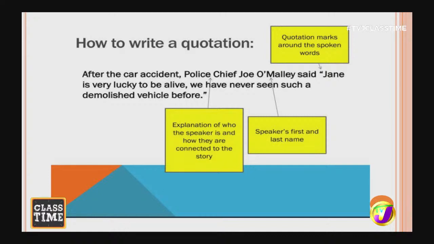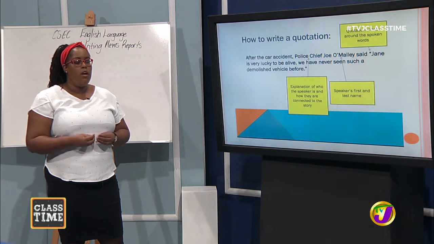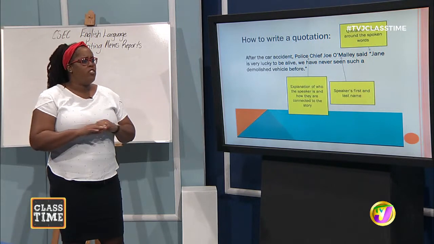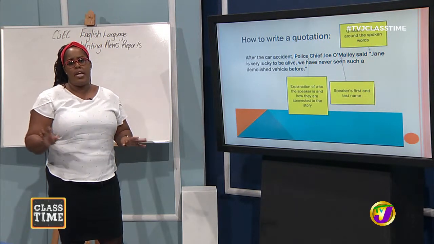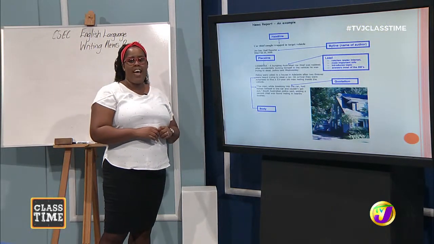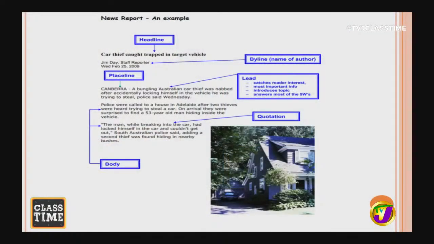Now, remember I said to you before that it is suggested that you include the speaker's first and last name. But then we have to take into consideration that some persons do not want their names to be mentioned. So you could either write, for example, Jane Doe or John Doe, or just simply mention that the person did not want their name to be included. All right. Now we have an entire article, and it is all labeled for you to be able to understand.